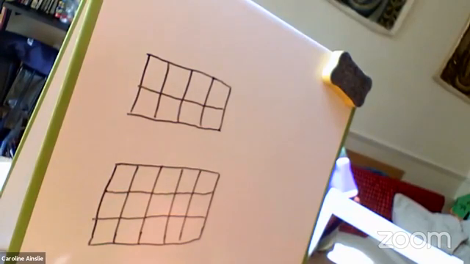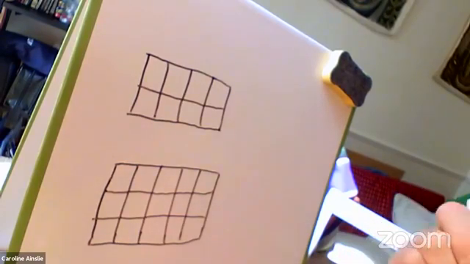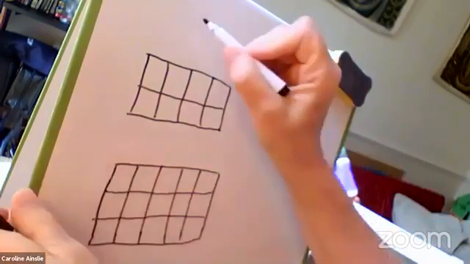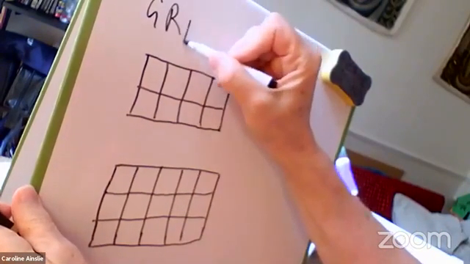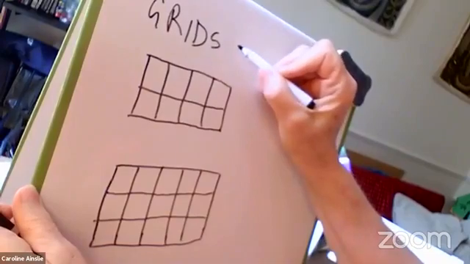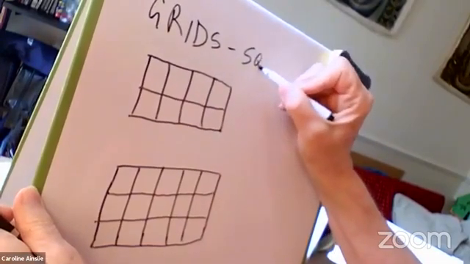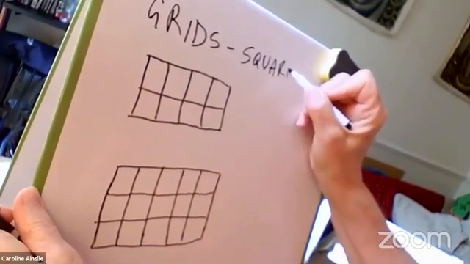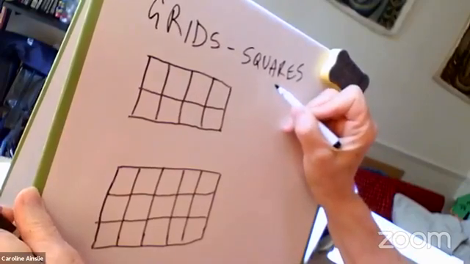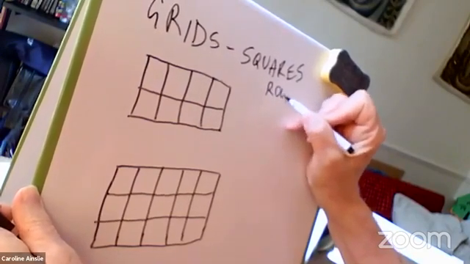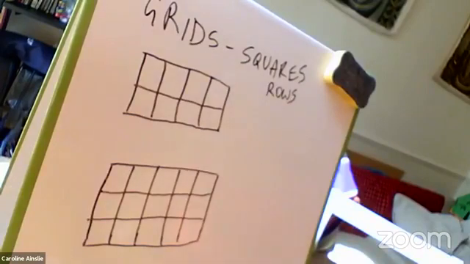Yay, it is. There we go. Grids. Let's call them grids. I like that word. That's a grid. Squares and rows. Grids are made up of squares, and then how many rows of each square. How many squares in each row? We're going to be looking at that.